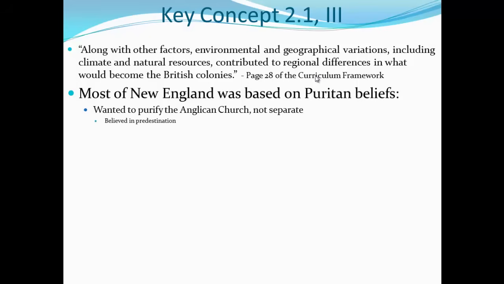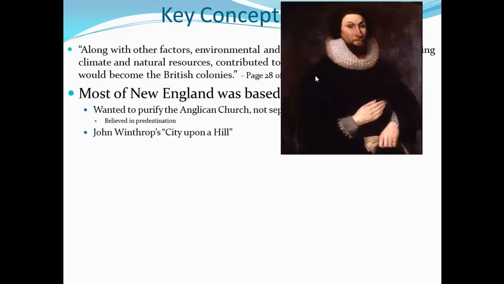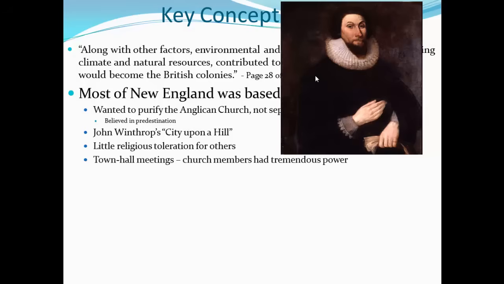They believed in predestination, which means that your fate was decided prior to birth, whether you would go to heaven or hell. And the man that you should associate with the Puritans is John Winthrop from the Massachusetts Bay Colony. He gave this famous speech, A City Upon a Hill, this idea that Massachusetts Bay would be a model society for the rest of the world to look up to. There was very little religious toleration for others, as seen with Anne Hutchinson and Roger Williams when they were expelled from the colony. They also had town hall meetings in which church members had tremendous amounts of power.